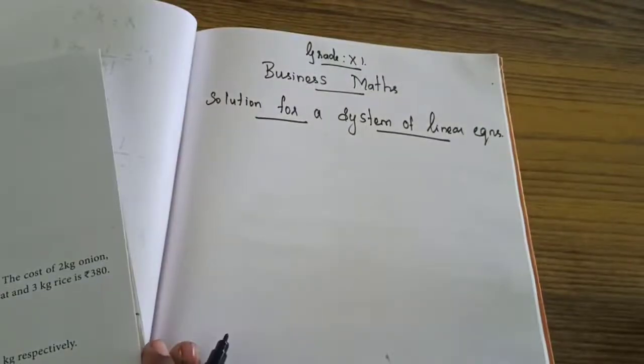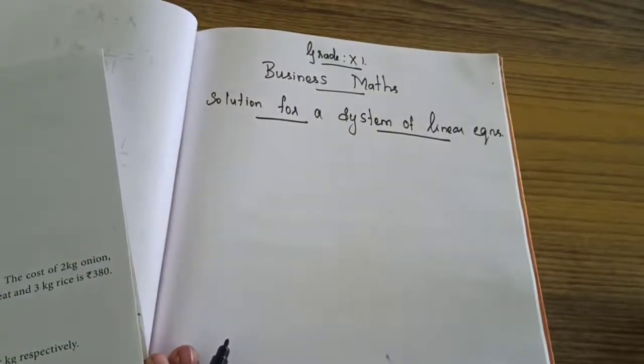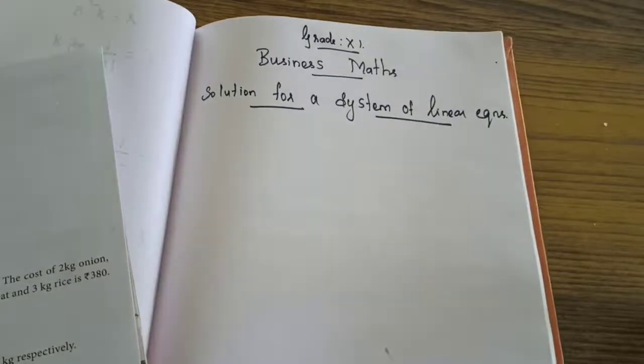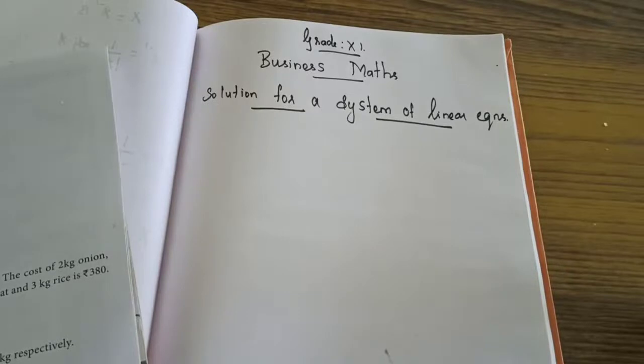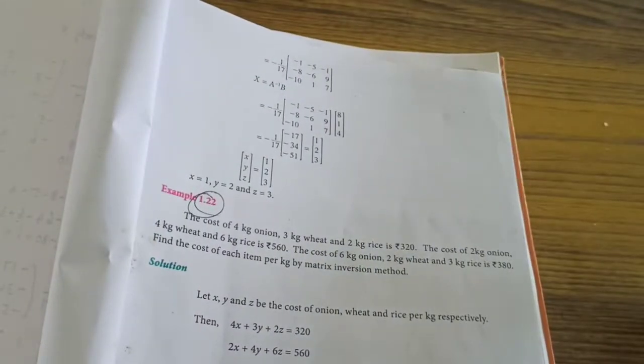In our last class, we started the session on solutions for a system of linear equations. The meaning is, if they give linear equations, 2 or 3 of them, we can find the unknown variables x, y, z. That is the solution for a system of linear equations. Up to example 1.21 we have completed, so let's start from example 1.22. Refer to your book.